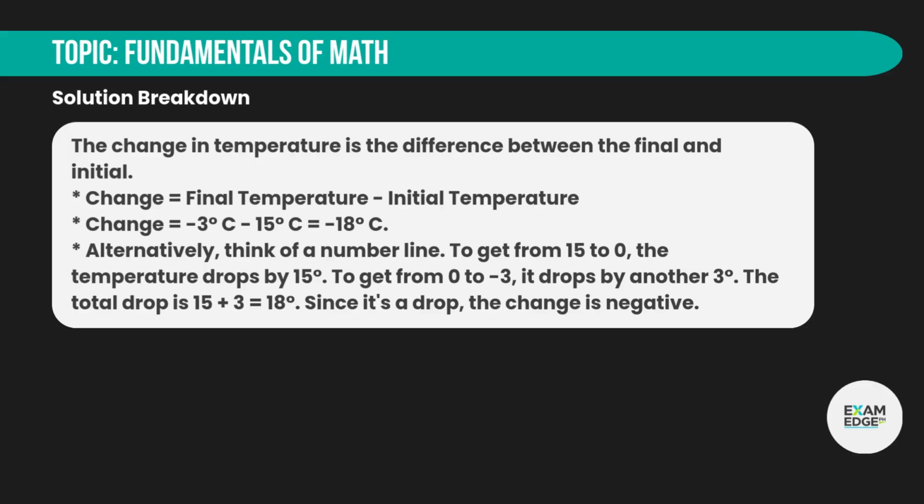Alternatively, think of a number line. To get from 15 to 0, the temperature drops by 15 degrees. To get from 0 to minus 3, it drops by another 3 degrees. The total drop is 15 plus 3 equals 18 degrees. Since it's a drop, the change is negative.